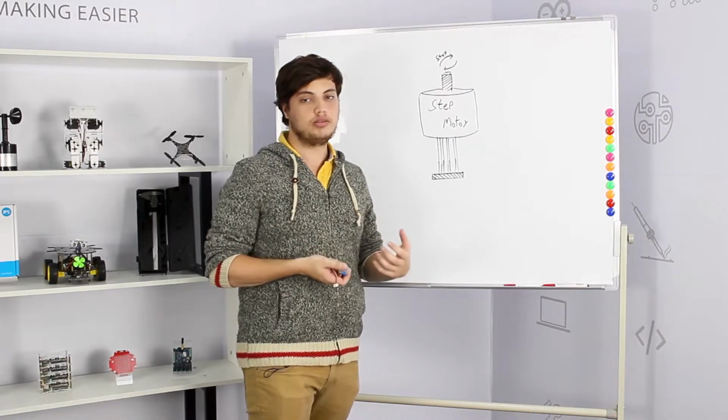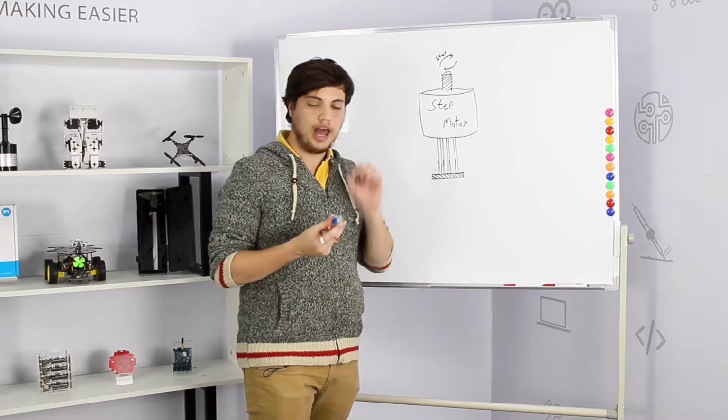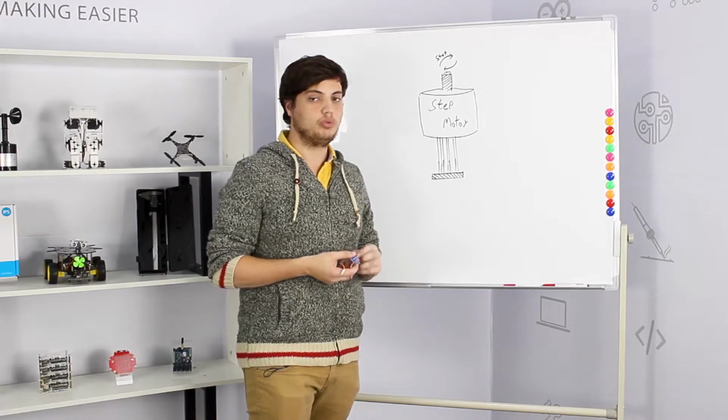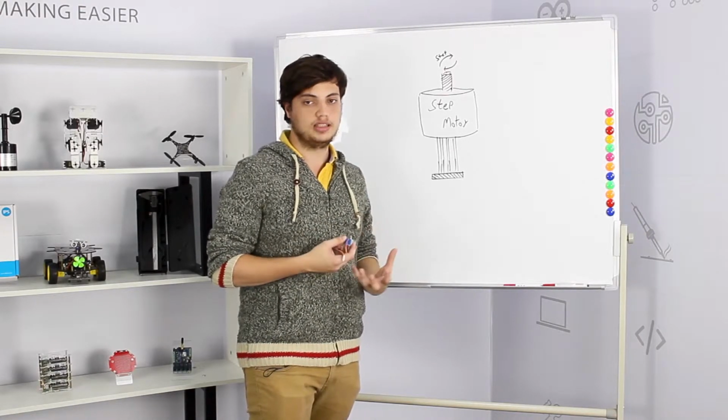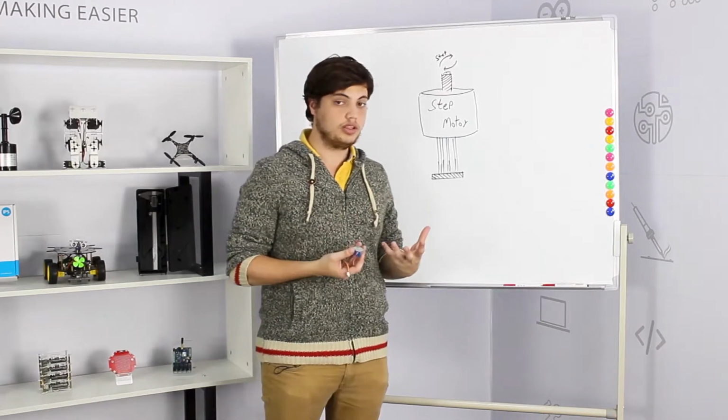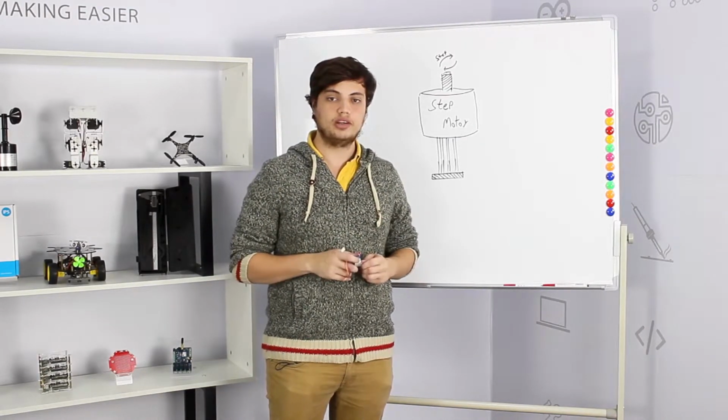Unlike servos and other motors, a step motor can accurately move in whichever direction we need and take exactly as many steps as it needs to. So, how does it work? Let's go to our CrowPi and take a look.